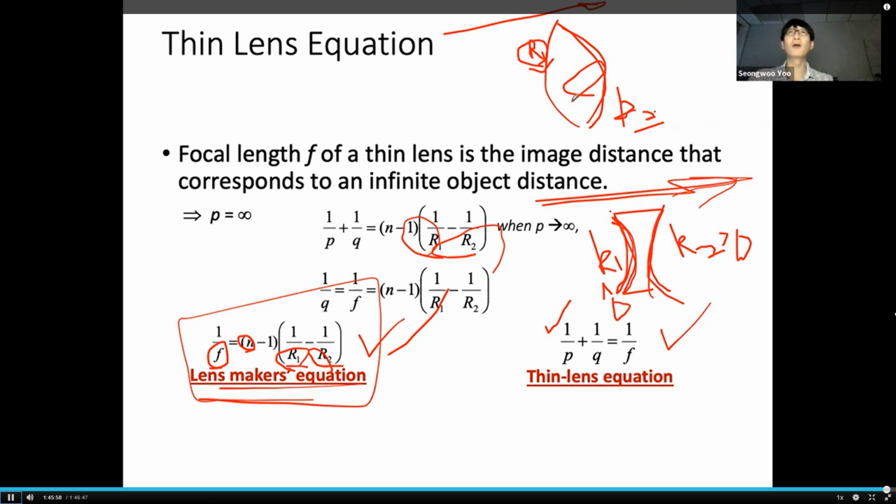Therefore, what you need to do is just understand that the incident ray, for instance, that goes through the focal point will refract out as a parallel ray, and the light incident to the center will just come out as a straight line. All right.